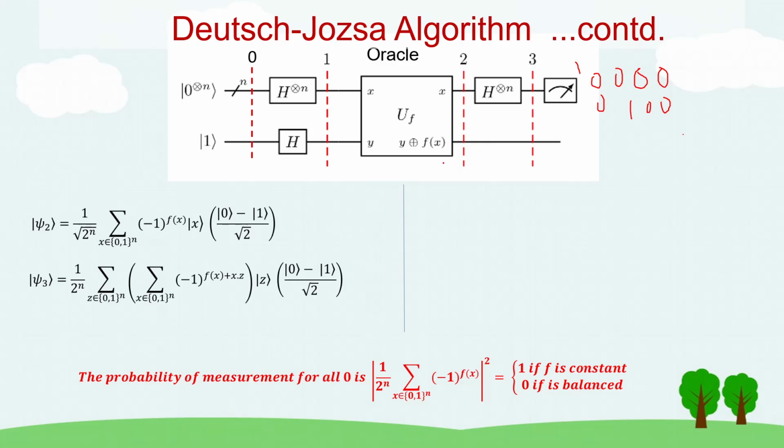And what number? It depends on what f of x you are using. Excellent, right? So the trick is you do it once from left to right. Make a measurement. If you get 0, it is constant. If you get any other number, it's balanced. Very simple. Blindly, a child can also do it. So trick number 1 is over.